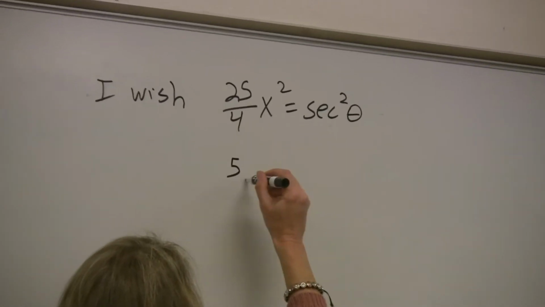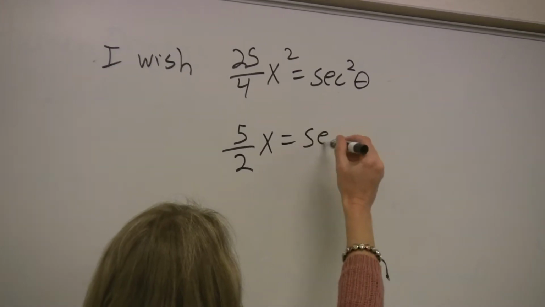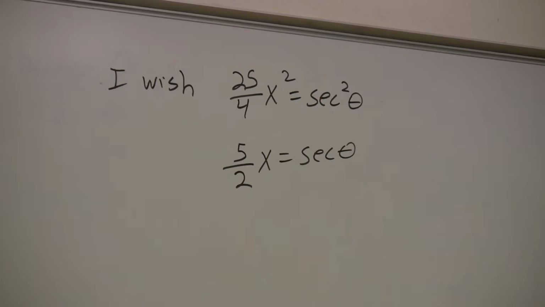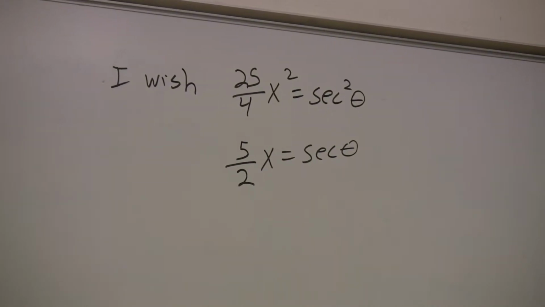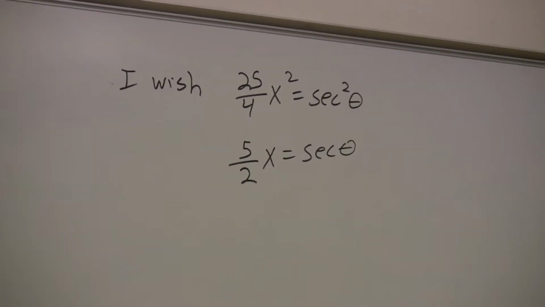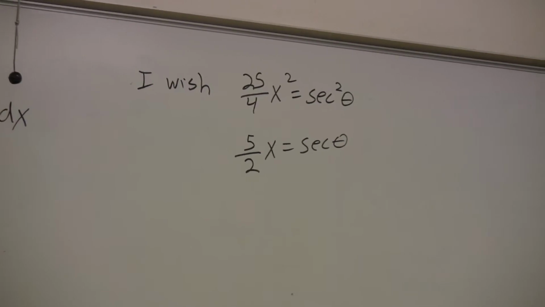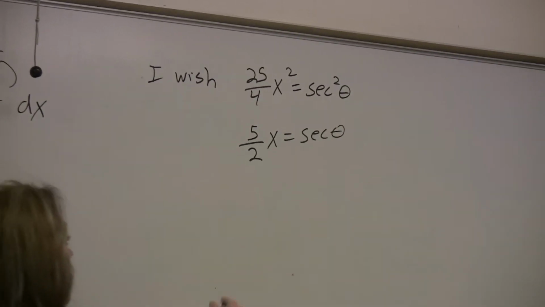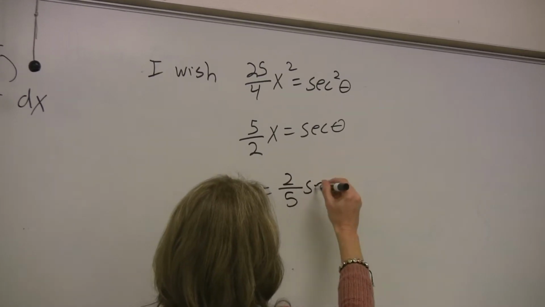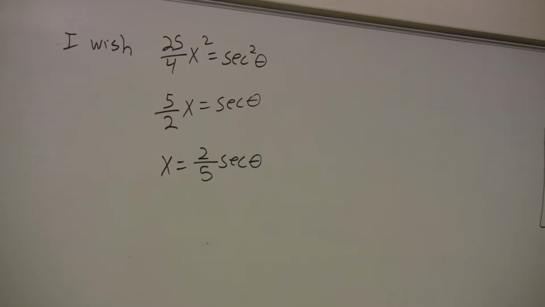So that means 5/2 equals secant theta. Check the square root of both sides. Can you solve that for x? Yeah. By doing what? Multiply by 2/5. x equals 2/5 secant theta. Which is exactly what Chad said a few minutes ago.